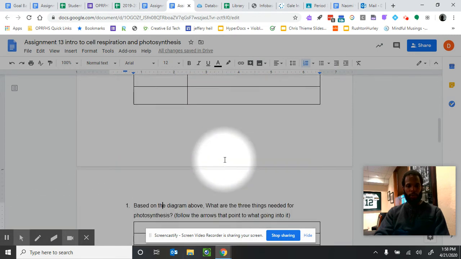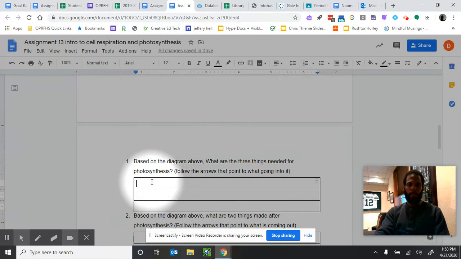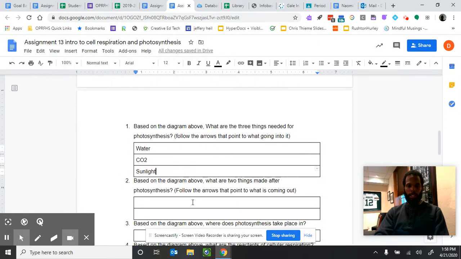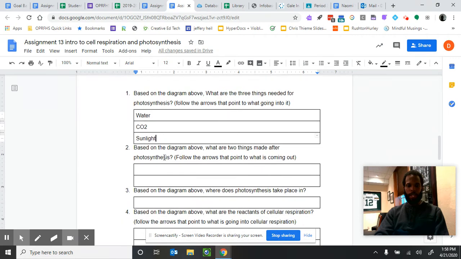Let's go back to our words below. I see water, CO2, which is carbon dioxide, and sunlight. I knew that because those are the arrows pointing into it. Okay. Now, let's do question 2. Based on the diagram above, what are 2 things that are made after photosynthesis? Follow the arrows that point to what is coming out.